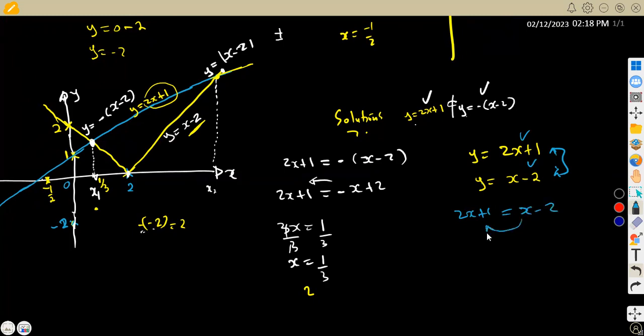So you can transpose here. So this one is going to be a negative, okay? So you're going to have 2x minus x is equal to minus 2 minus 1. Okay, 2x minus x, that's x is equal to minus 2, and it does not make sense with where our graph is at this point.